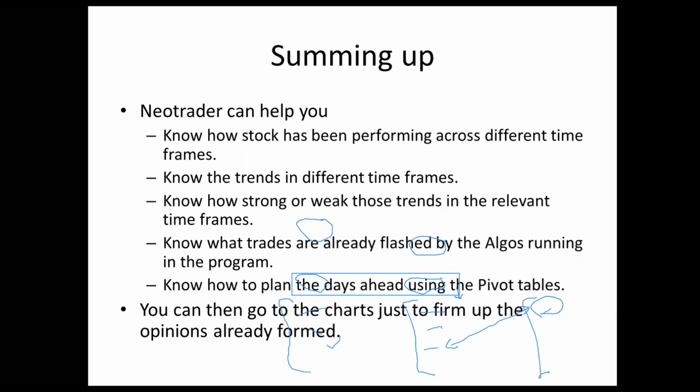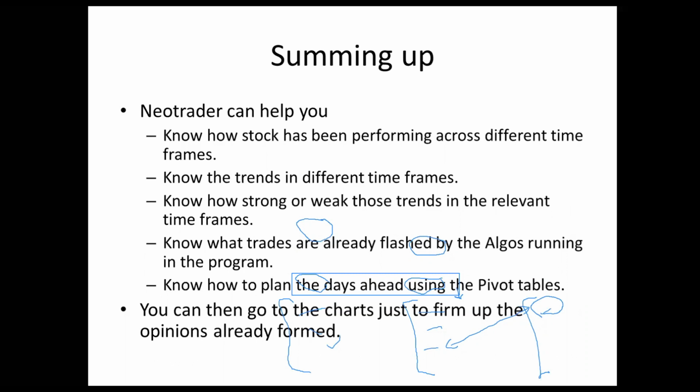We looked at the technical indicators in section D, and then we went on to section E to see what trades are already flashed by the algos that are running in the background in the program. Now this is a very, very useful piece of information, because you may be prisoner of many biases, you may be prisoner of many fears that you may harbor within you, but the algo does not harbor any such biases or any such fears. It will only show you whatever is relevant and whatever is the actual fact. So therefore you must always pay attention to section E, and that will tell you how to look.